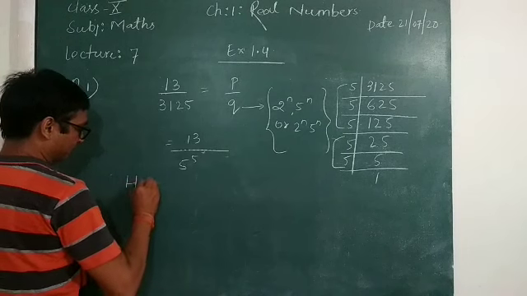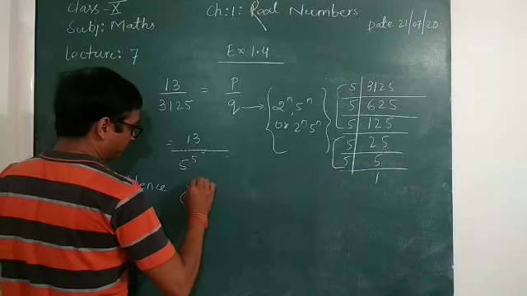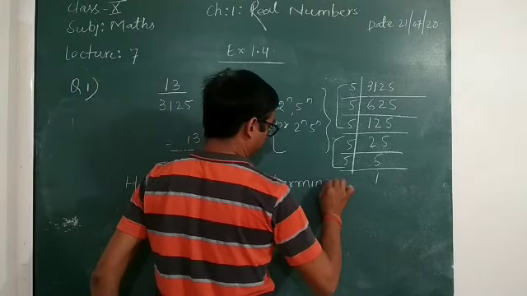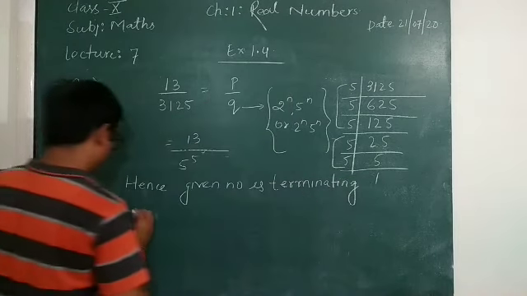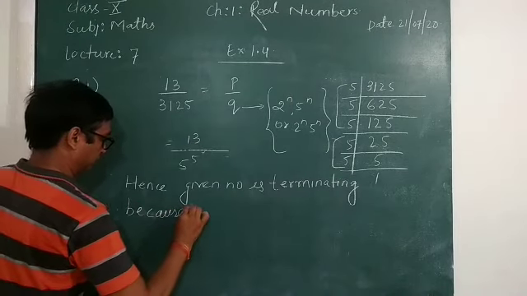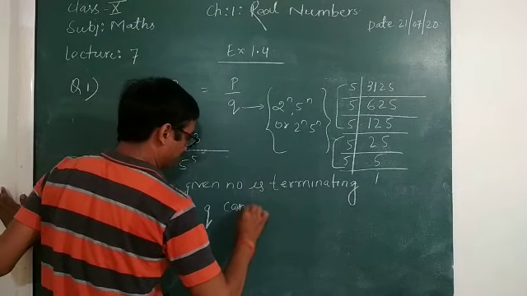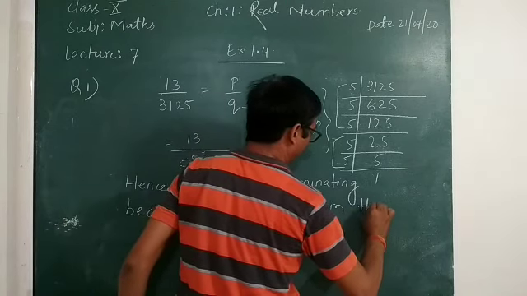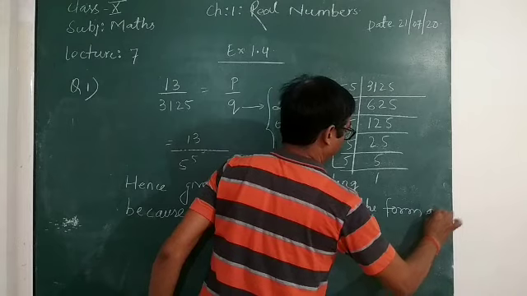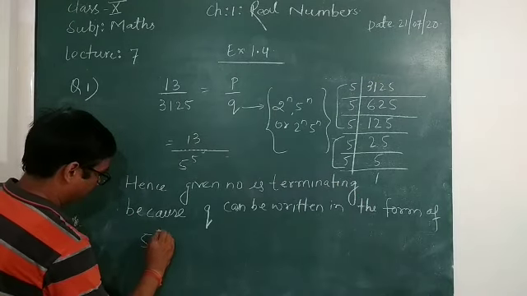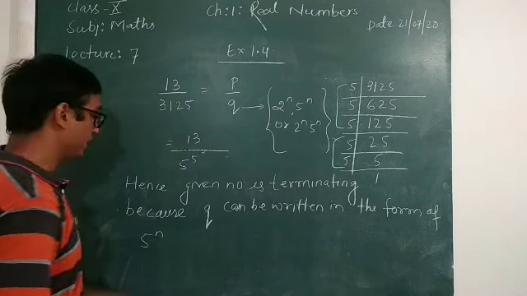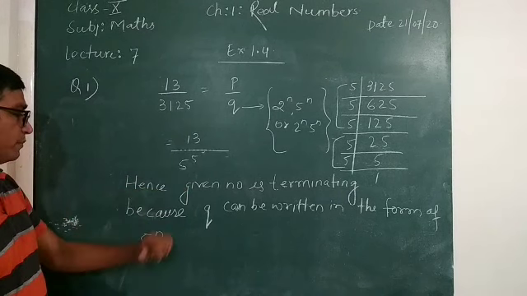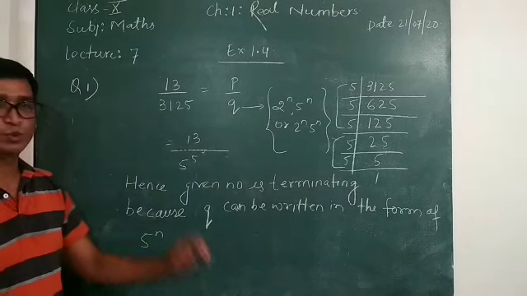So hence you can say the given number is terminating because q can be written in the form of 5 raised to power n. Here we are getting only 5 raised to power n. So this given number is terminating because q can be written in the form of 5 raised to power n.